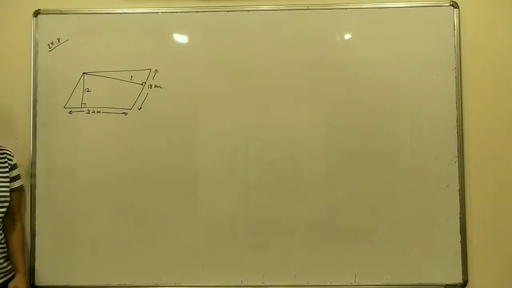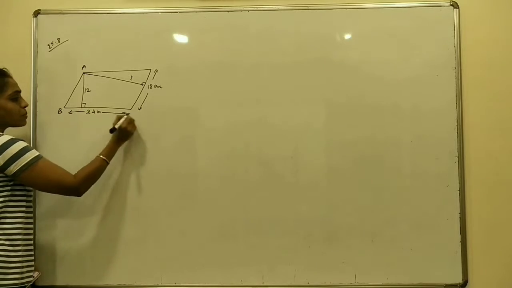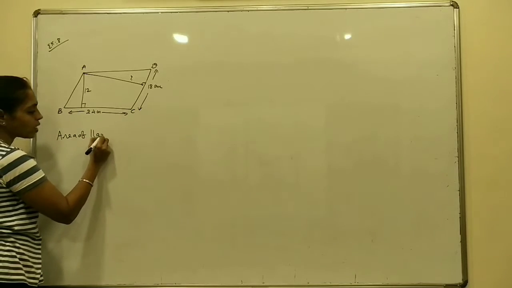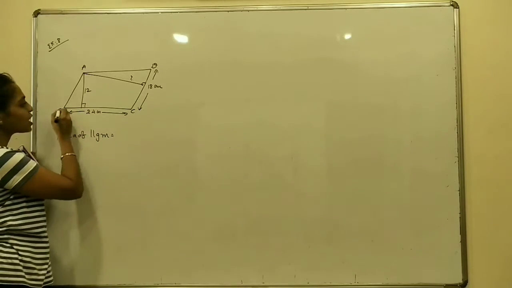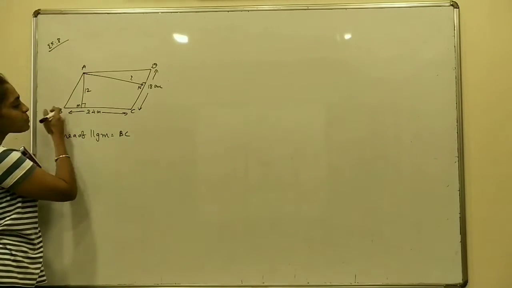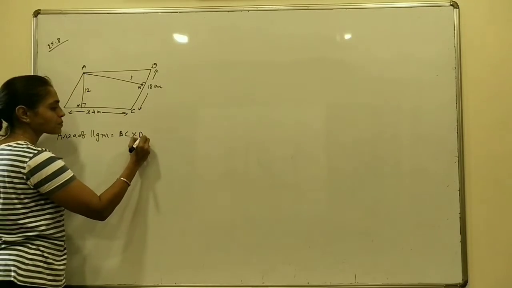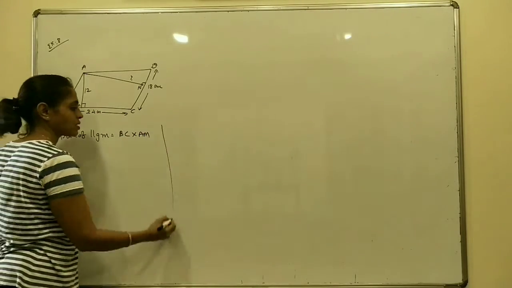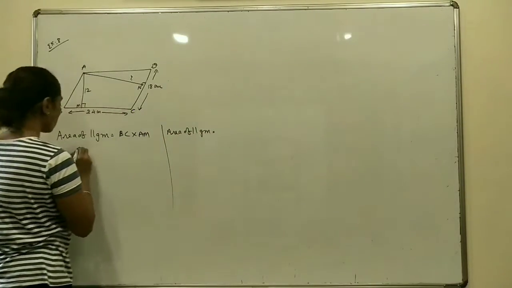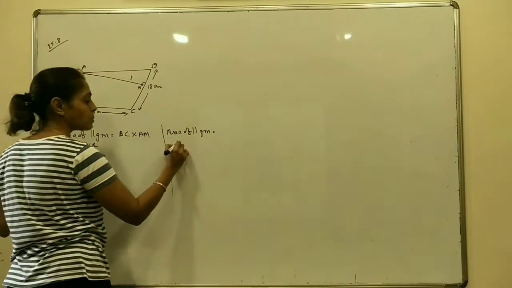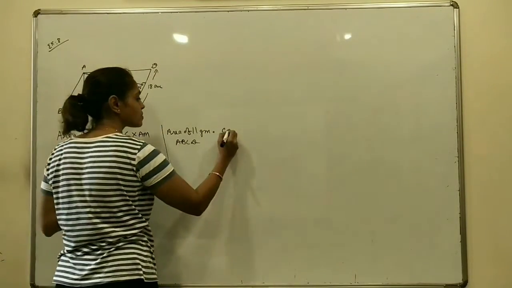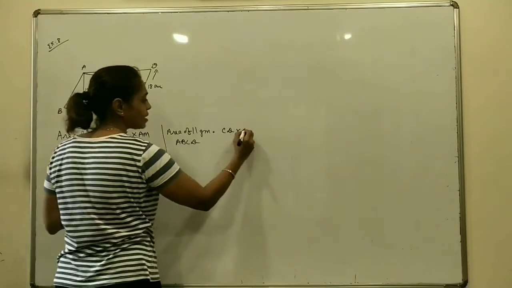Now that is parallelogram ABCD and area of parallelogram is base into height. Let us take M here and N here. If base is BC, then height is AM. But area of the same parallelogram ABCD, if I take base CD, then height will be AN.